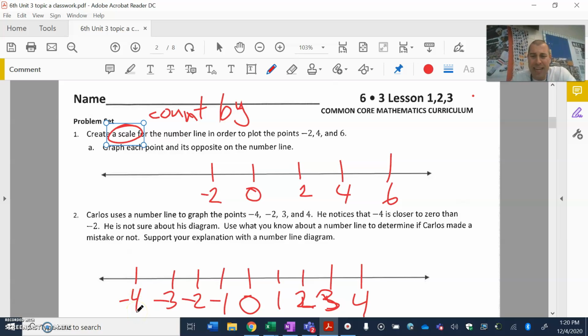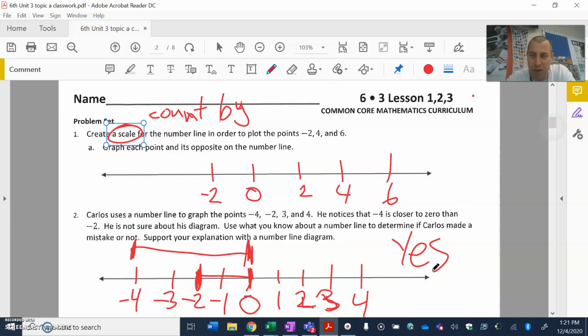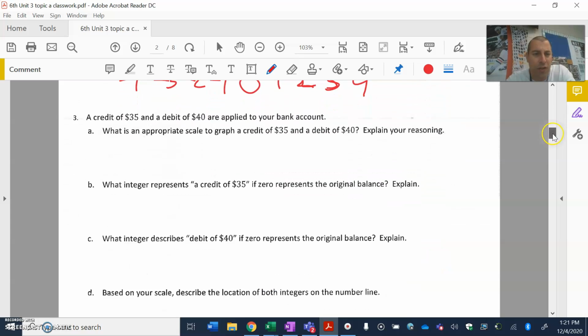He said he notices that -4 is closer. No. Look at that distance for -4, and then look at that distance for -2. That supports your explanation. So did he make a mistake? Yes, he did make a mistake. It says to support it with the number line diagram. I have done that here and shown that -2 is definitely closer to the 0. So, let's go a little bit further down the road here.